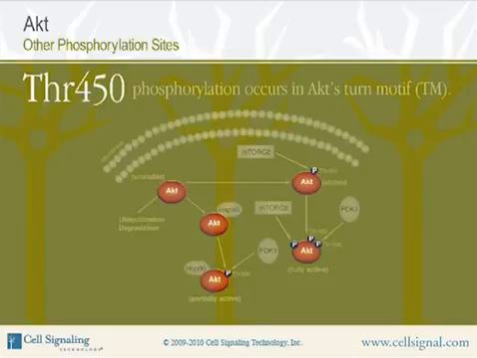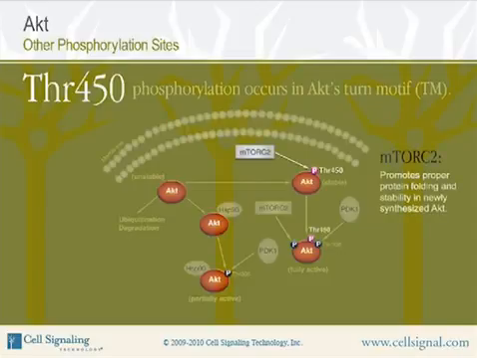Threonine 450 has been shown to be phosphorylated by at least two kinases. The first is the mTORC2 complex, whose phosphorylation at threonine 450 promotes proper protein folding and stability in newly synthesized AKT. Threonine 450 can also be phosphorylated by JNK. Phosphorylation by this kinase results in reactivation of AKT in cardiomyocytes after ischemic injury and serves as a priming event for subsequent phosphorylation by PDK1.